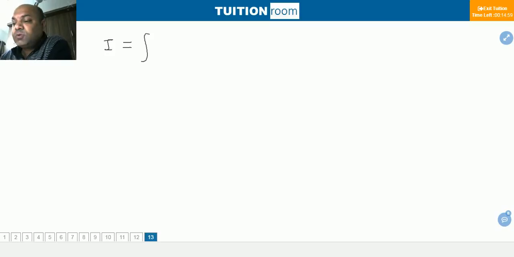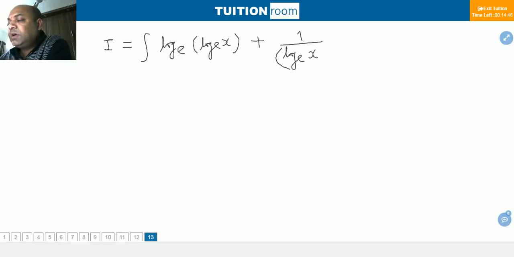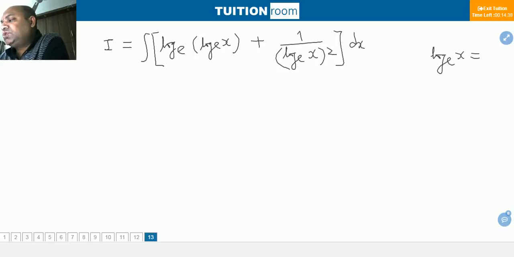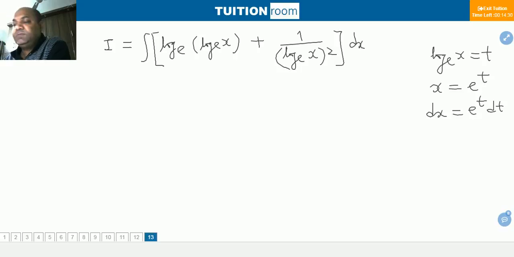the integral of e raised to power t, log base e t plus 1 by t square, dt. Okay, here one mistake happens: the integral of log t is not 1 by t square. Then what we will do? We can write it as log base e t plus 1 by t minus 1 by t, plus 1 by t square. We can write like this.